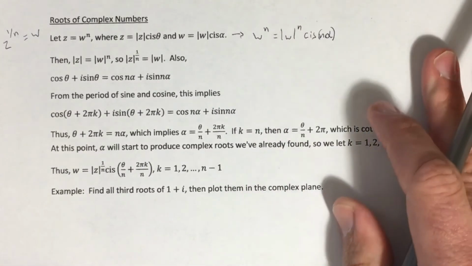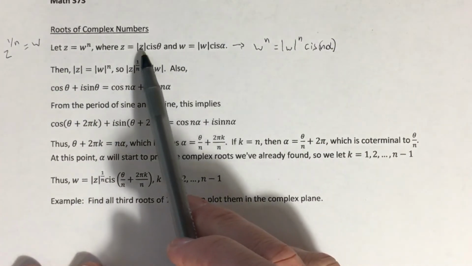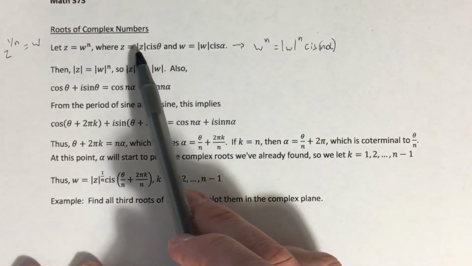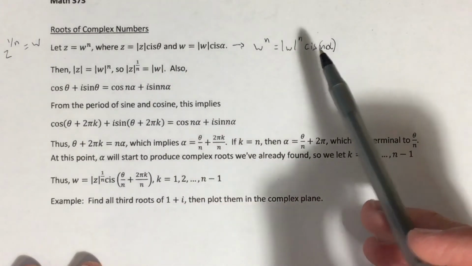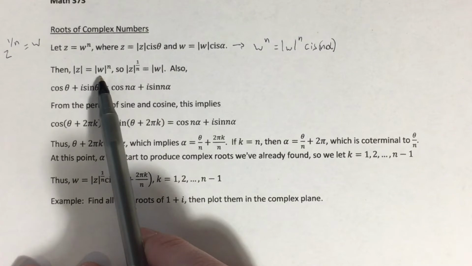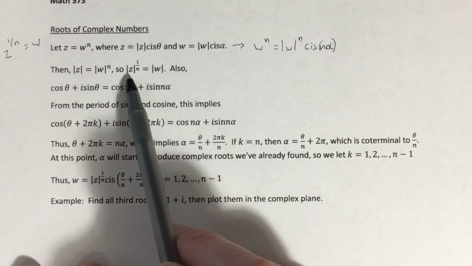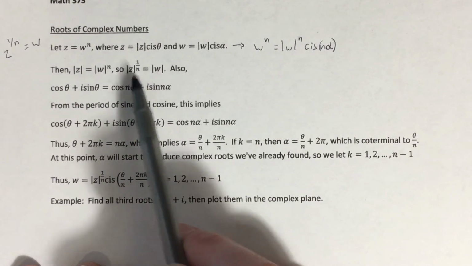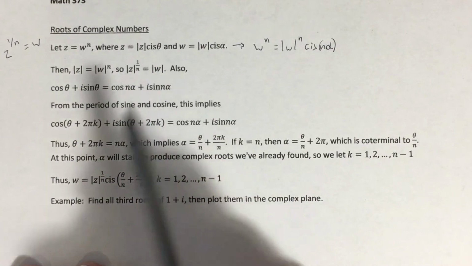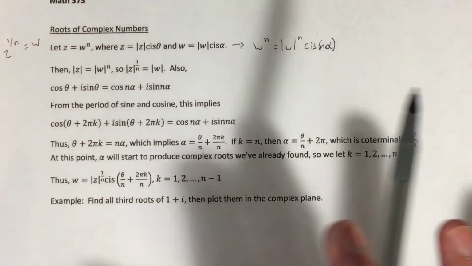Okay, so what that means, if z is equal to w to the nth power, then first of all, the absolute values of those two complex numbers have to be the same. So that's like saying that the absolute value of z is equal to the absolute value of w raised to the nth power. Or if I take an nth root of both sides, I could say that the nth root of the absolute value of z is equal to the absolute value of w. And that's the absolute value side of things.